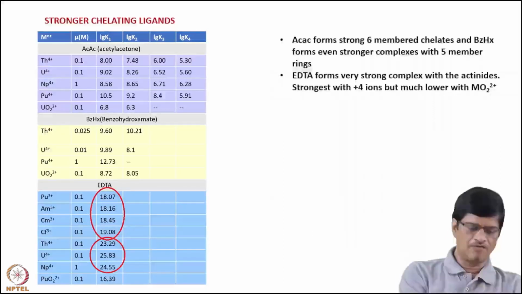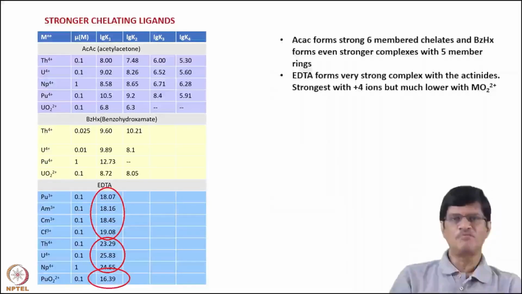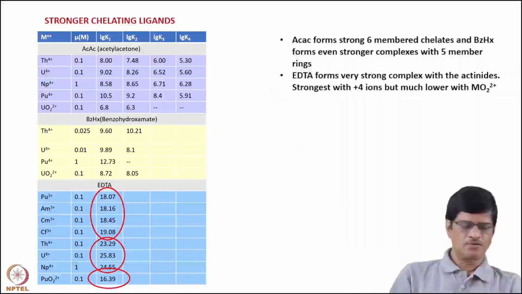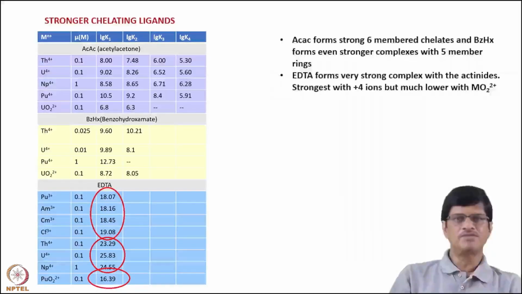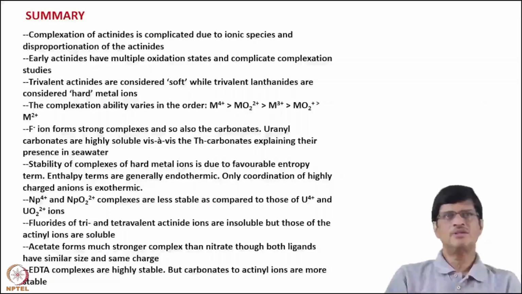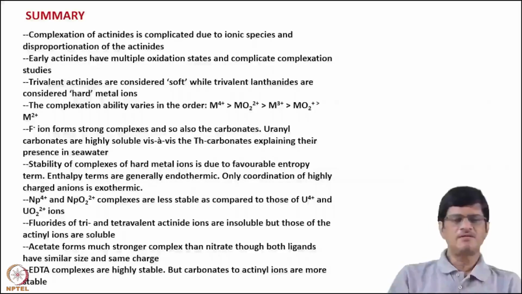And for the plutonyl ion, the log beta value, or the log K1 value in this case, because EDTA forms only a 1:1 complex, is 16.39, which is significantly lower than that reported for the other actinide ions. That is because of the steric requirement of this actinyl ion, where the complexing agent necessarily has to bind through the equatorial plane.